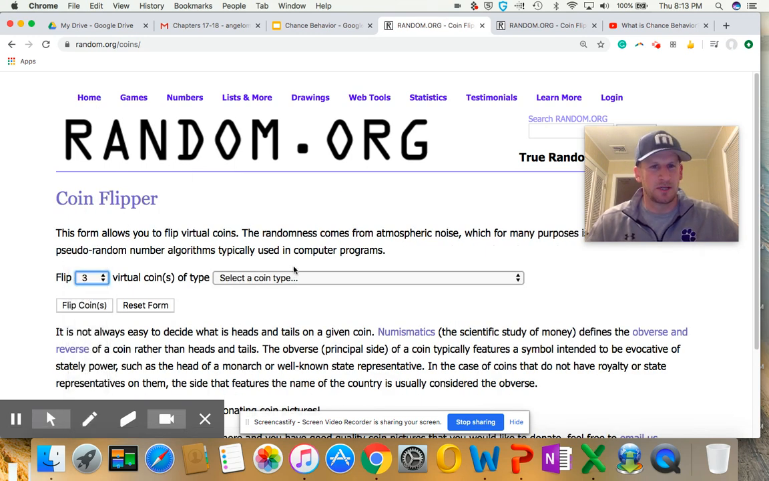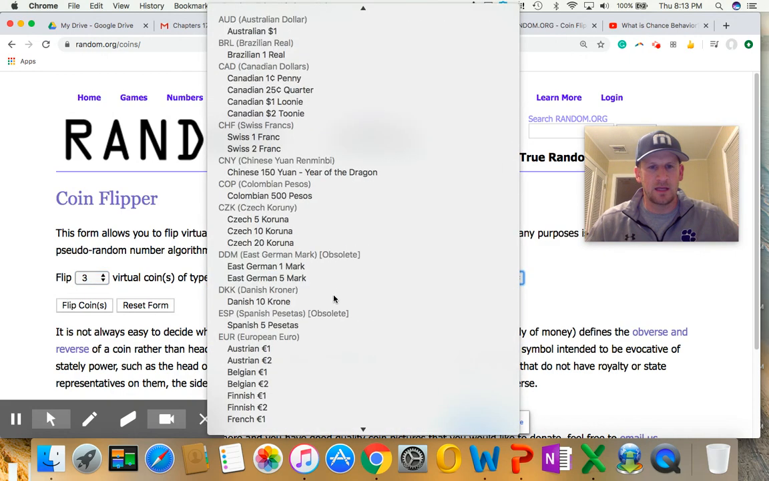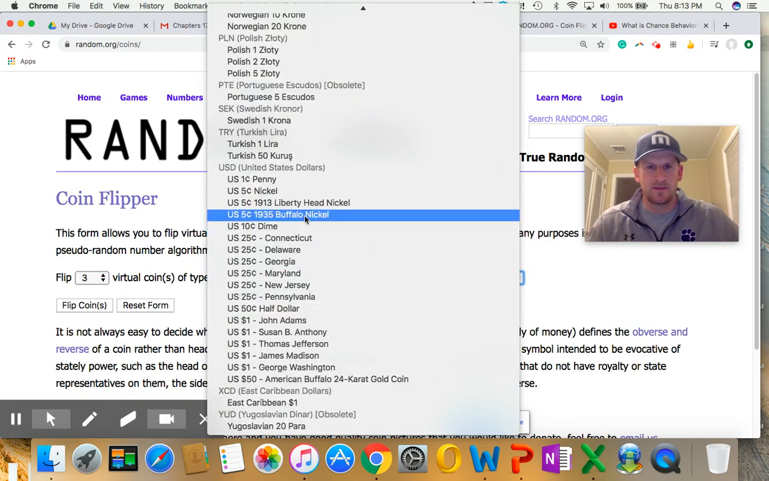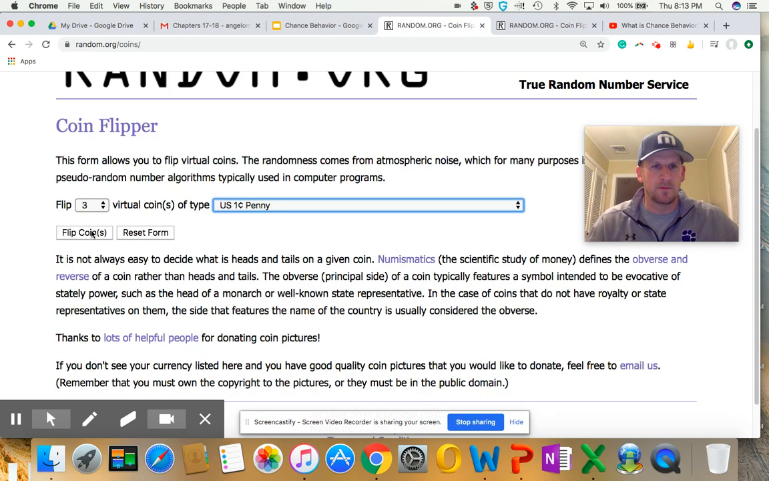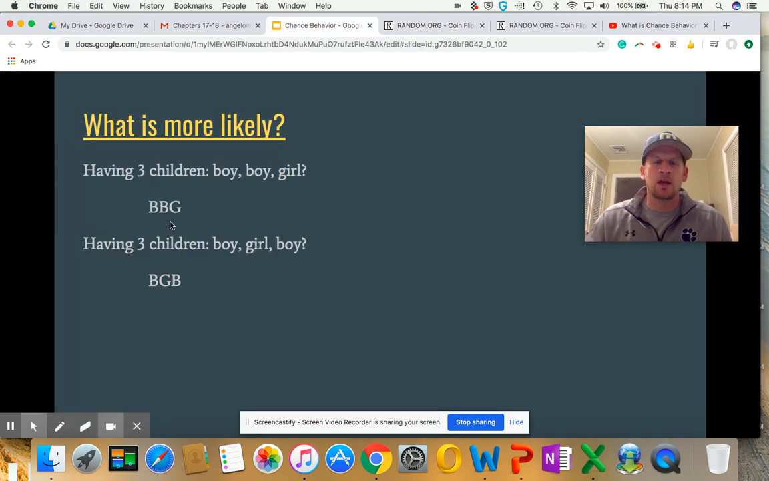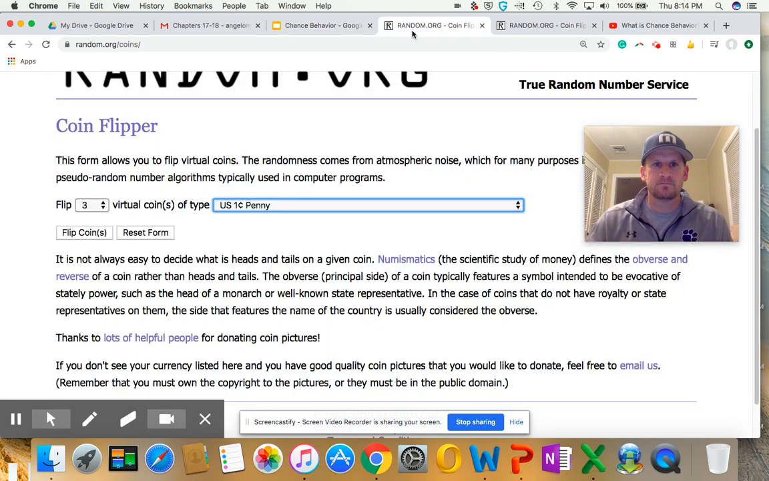For 3 children, we're going to flip 3 coins, and let's use something that we're probably familiar with, the US penny. We're going to flip those coins, and let's go back to the experiment here real quick. We're going to test boy, boy, girl, and then boy, girl, boy. We're going to say girls are heads and boys are tails. Let's see what we get.